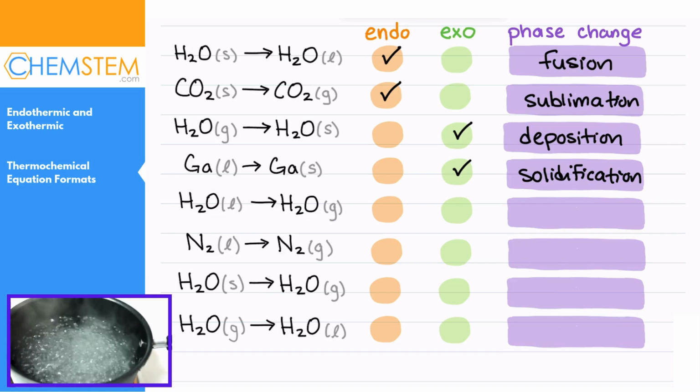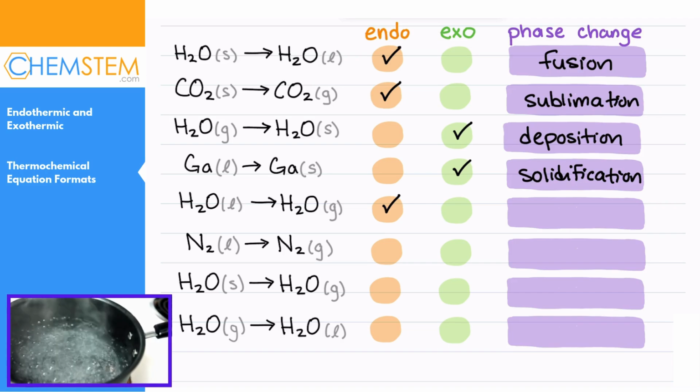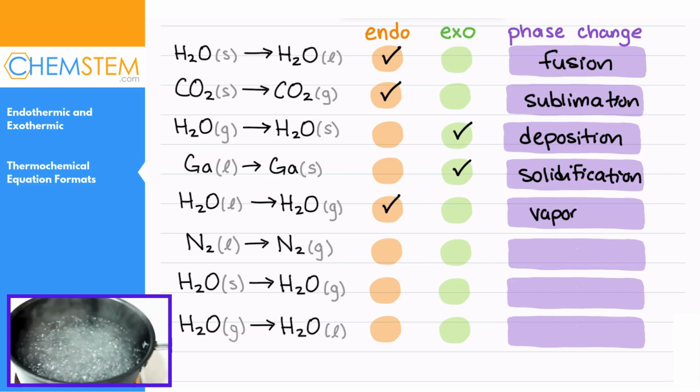Here we have liquid water turning into gaseous water. So liquid water is lower energy than gaseous water, so we have to put energy into the system to do that. And you know that if you ever put water on a stovetop and you boiled it, we would call that vaporization.